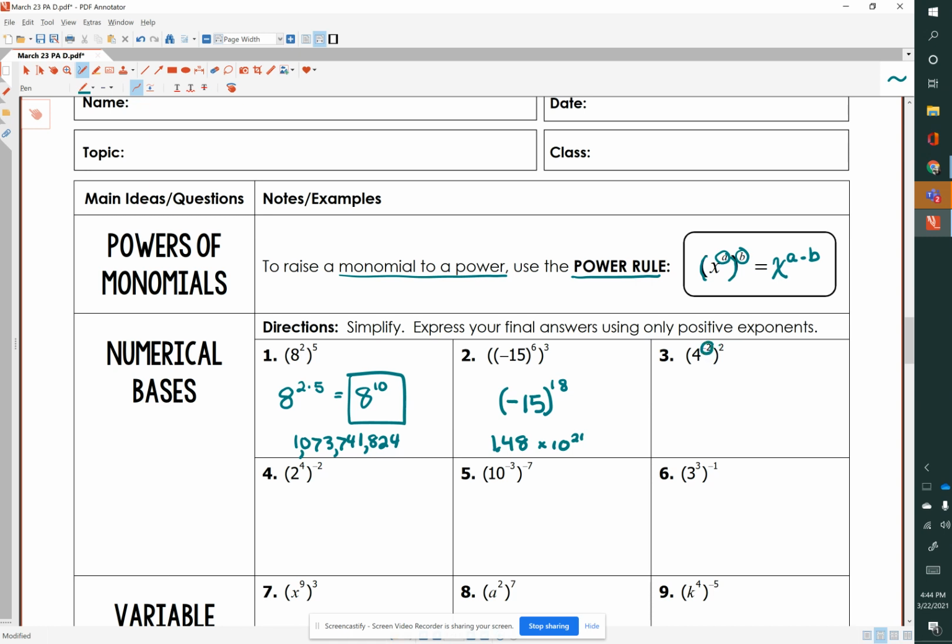Now here we have a negative 2 times 2. So that would be 4 to the negative 2 times 2, which is negative 4. But we would actually rewrite that as 1 over 4 to the 4th power. Number 4, we have 2 to the 4th power raised to the negative 2 power. So we're going to multiply 4 times negative 2. That would be negative 8. So that would be 2 to the negative 8th power, which we would rewrite as 1 over 2 to the 8th power.